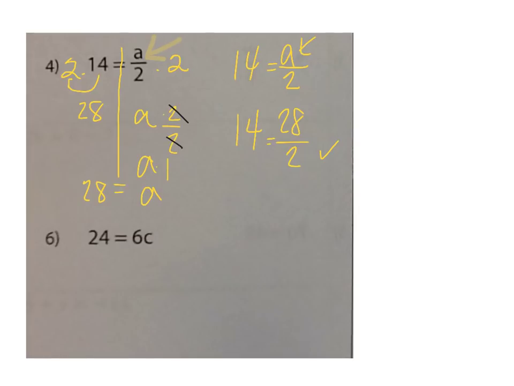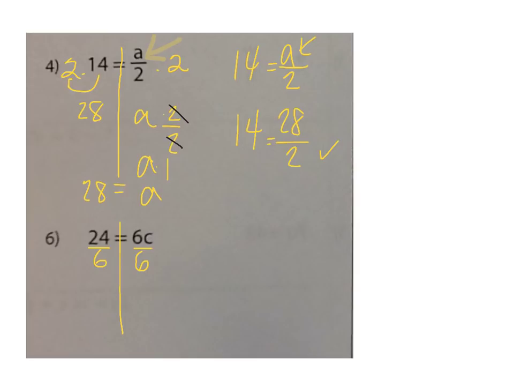Now let's try 24 equals 6c. Pause the video, try it. Okay, so this is 6c. What operation is on the same side as the variable? Well, when you don't see an operation, you assume that to be multiplication. So the opposite of multiplying by 6 is dividing by 6. And we're going to divide by 6 on both sides.